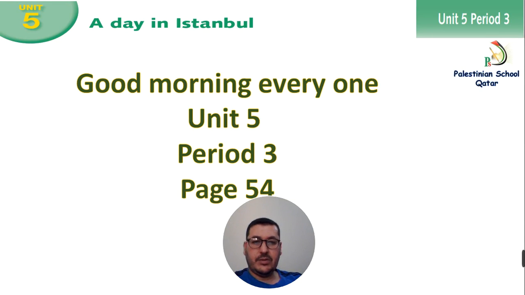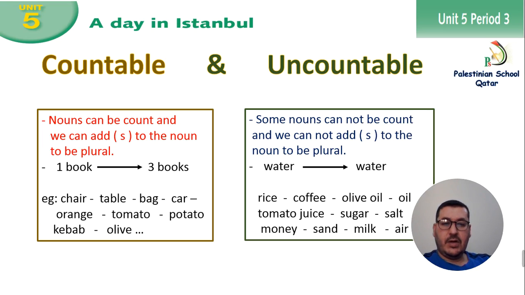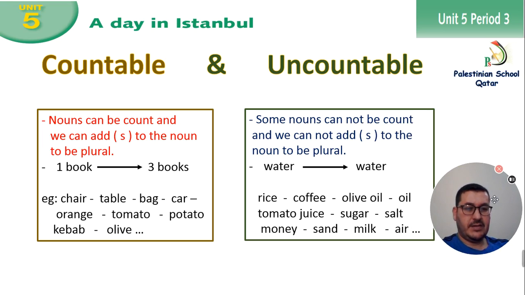Today we continue with the same unit, Unit 5, period number 3, page 54. At the beginning, everybody, today we have grammar, and also we have countable and uncountable nouns. When we say countable nouns, our nouns can be counted, and we can add s to the noun to make it plural.